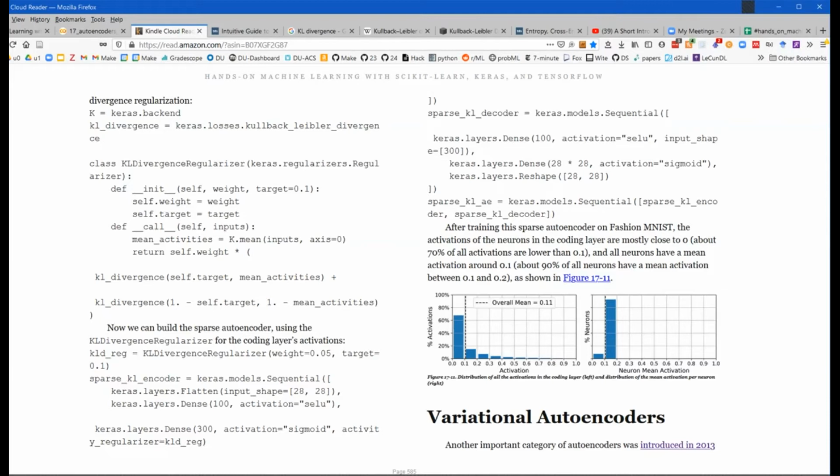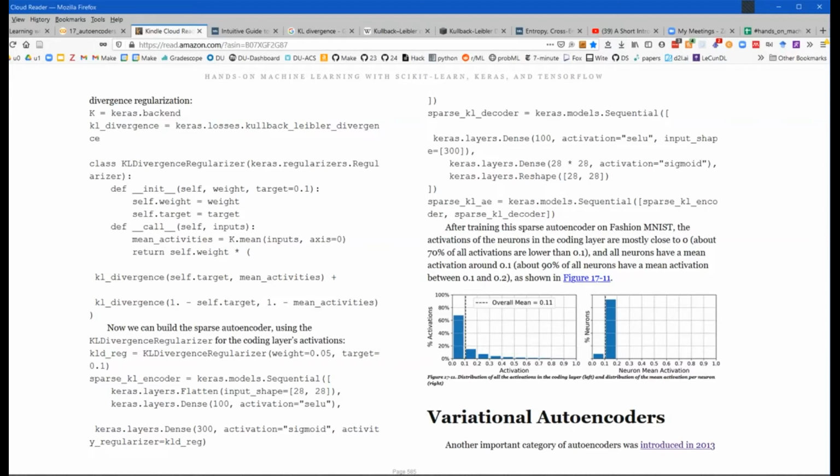If you look at the text, that's what I was highlighting, the paragraph just about the figure. It says, after training this sparse autoencoder on Fashion MNIST, the activations of the neurons in the coding layer are mostly close to 0. So that's basically that last layer we were talking about, the 300 neurons that spit out, yeah.